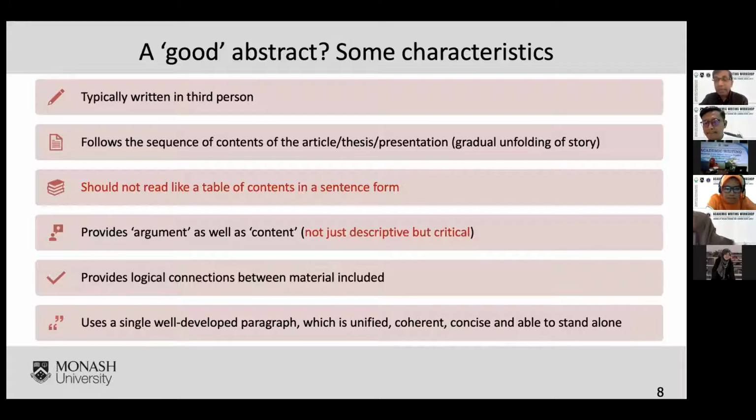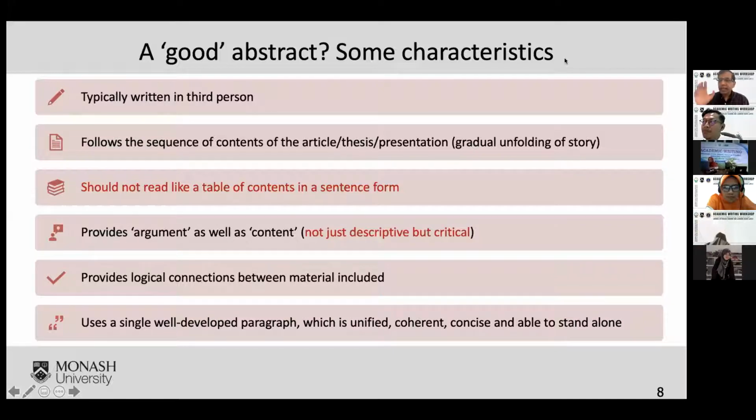Well, guess what? I will give you a definition of theory on the screen based on my own research and writing, and I'll give you the link to that article as well. And finally, the abstract uses a single well-developed paragraph, just one paragraph, not two, always one paragraph. And that one paragraph has to be unified, coherent. Coherent means it has to make meaning. It has to be meaningful. Concise, which means it has to be quite tight, and able to stand alone.